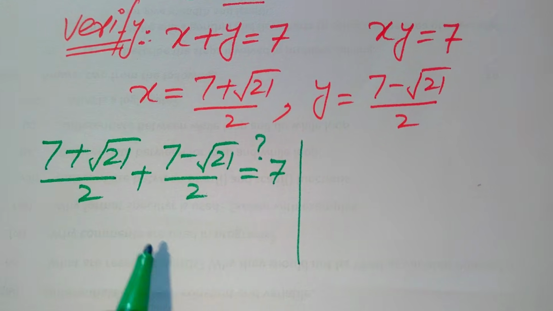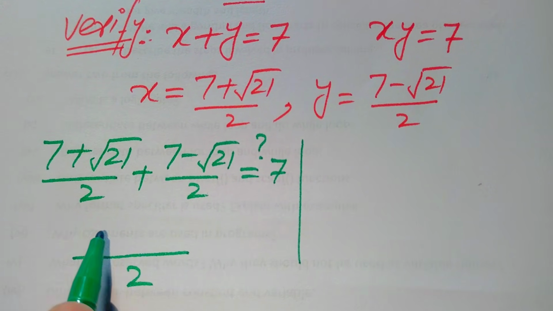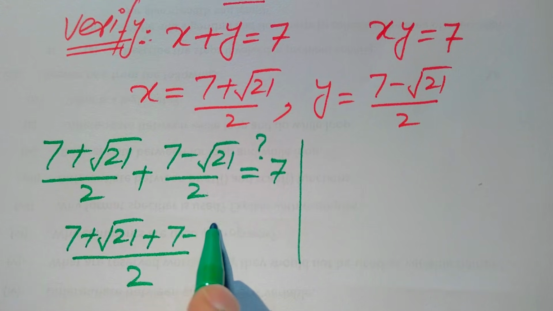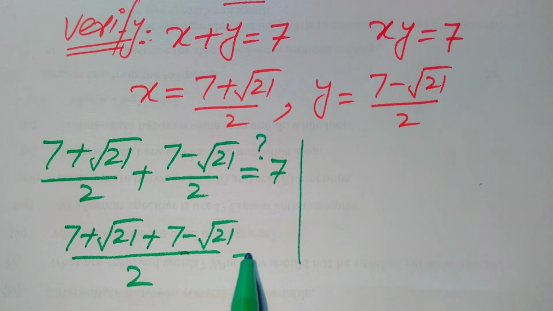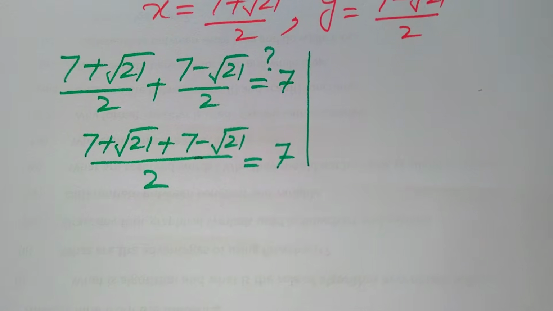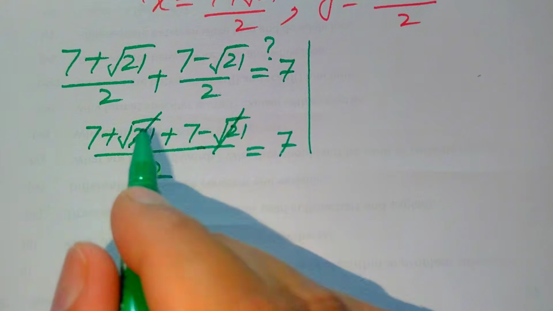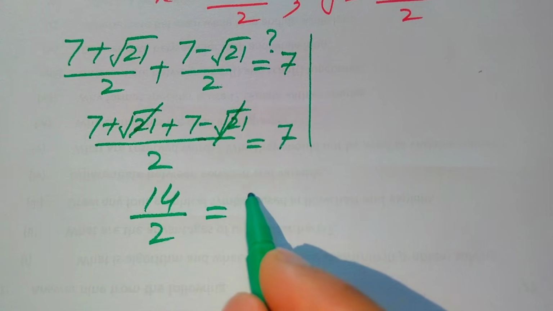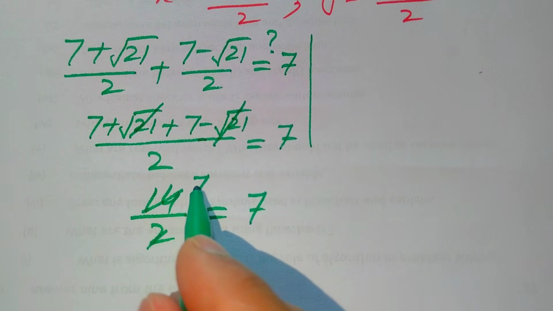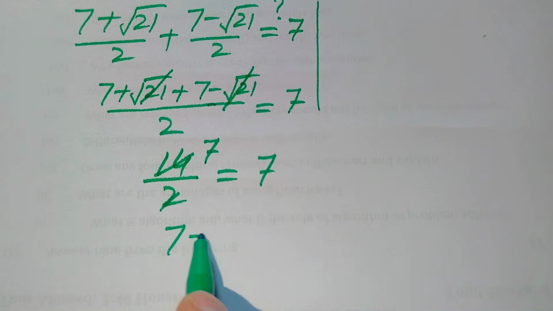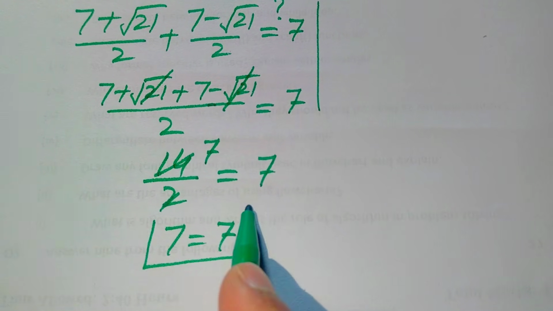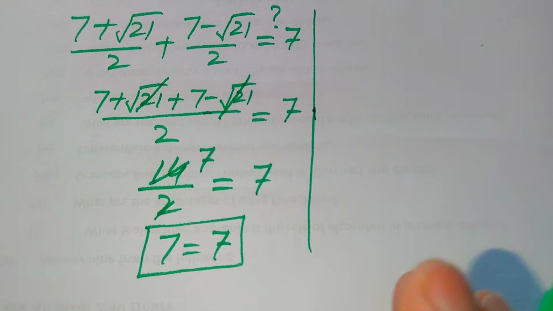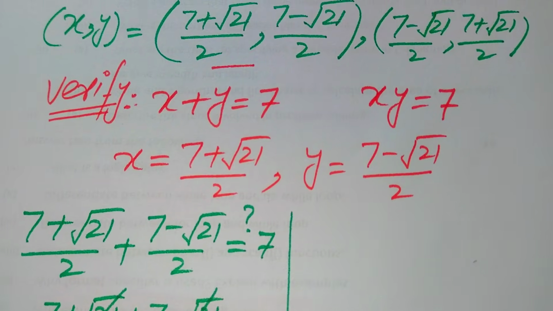This is our claim. So when we take the LCM of this term, it is 2, and we get 7 plus square root of 21 and 7 minus square root of 21, and we check whether this equals 7 or not. So this minus square root of 21 and this plus square root of 21 are gone, and we get 7 plus 7 becomes 14 divided by 2 equals 7. This is 2 times 7 becomes 14, and we get 7 equals 7. So this shows that both of the values are equal. It means that the values of x and y satisfy our first equation.